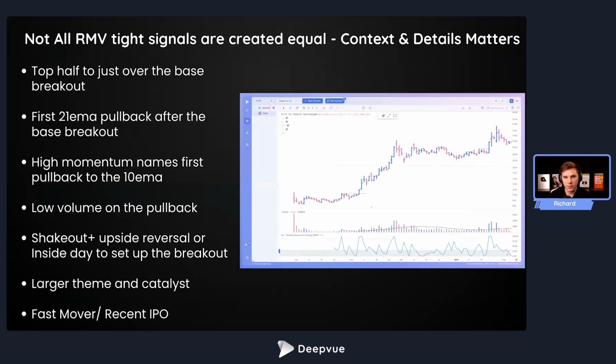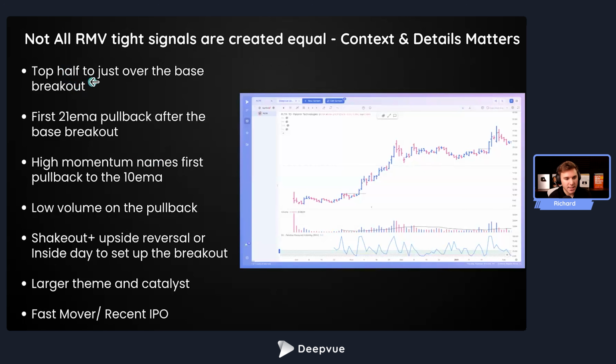And you only really want to be looking at RMV at proper instances, such as when a base is already mature and you're looking for that last entry point. And that's where RMV shines, is identifying a nice tight area in an already mature setup. Within a base, there'll be tight areas that form, but not all of those are actionable.